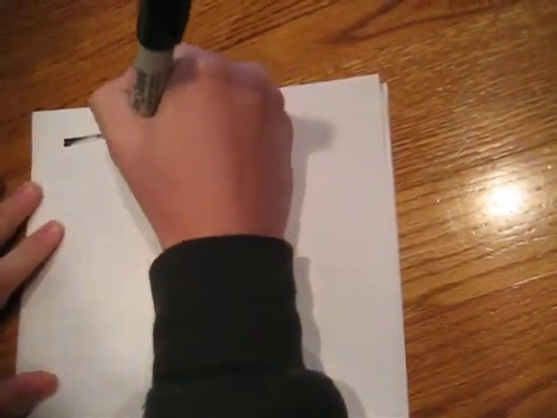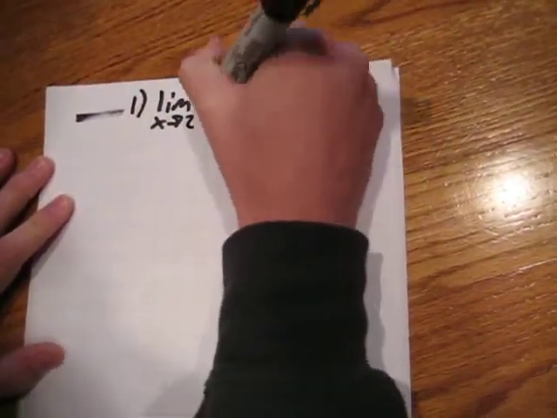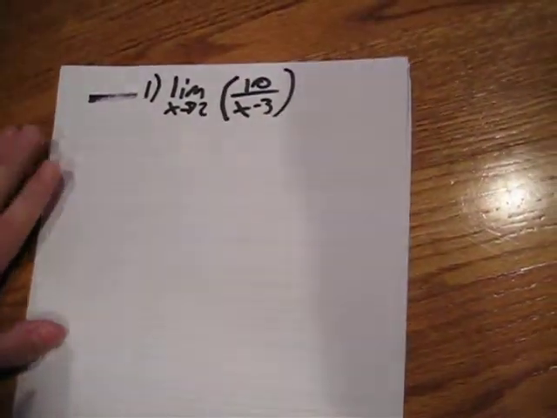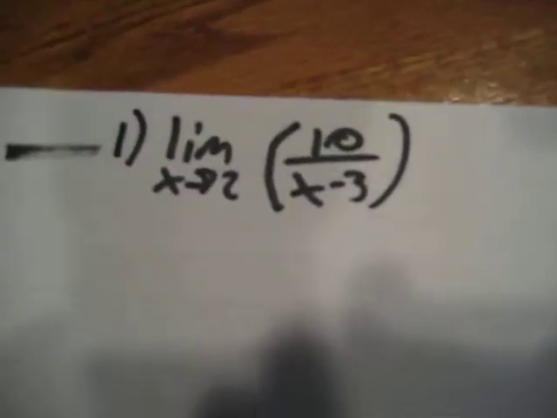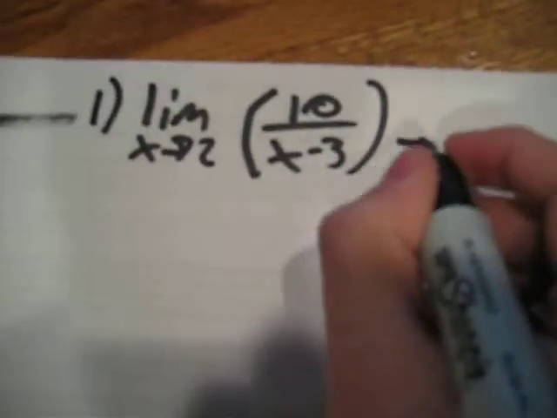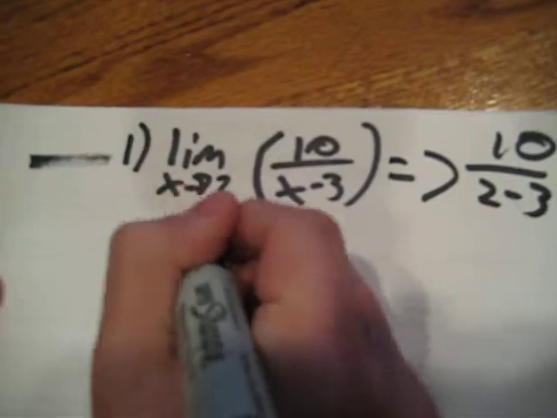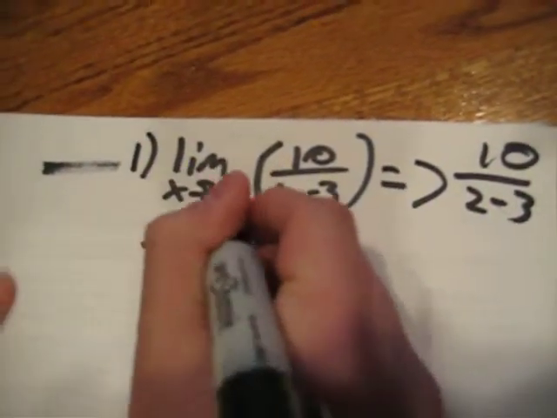Alright, today we'll be showing you some techniques to evaluate limits, and our first example will be direct substitution. If we had a problem, limit as x approaches 2 of 10 over x minus 3, to find the limit of this one's fairly simple, so you just plug in 2 for x. So you get that, and then your answer ends up being -10.